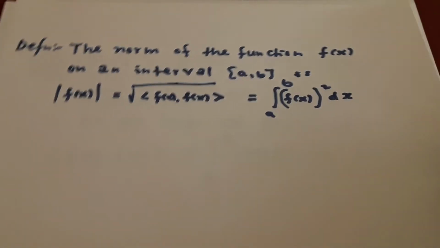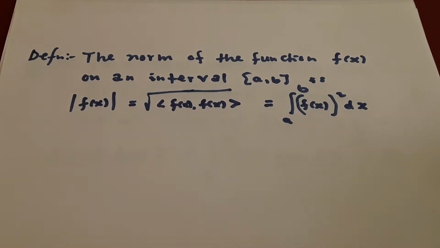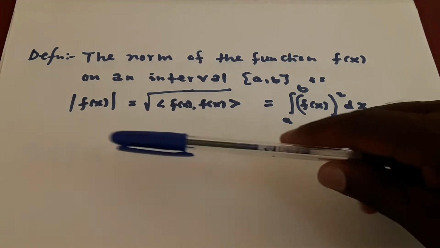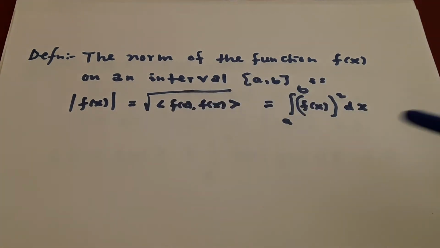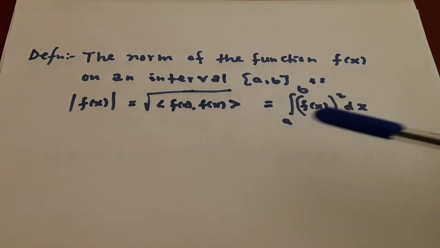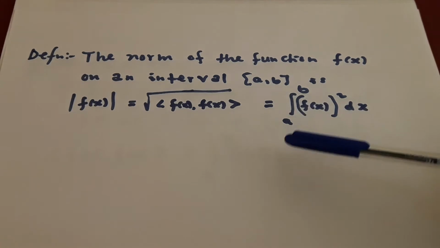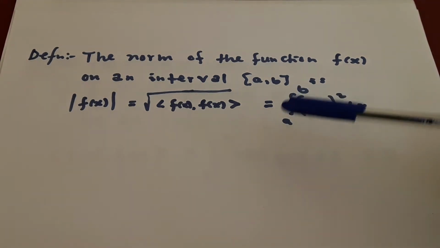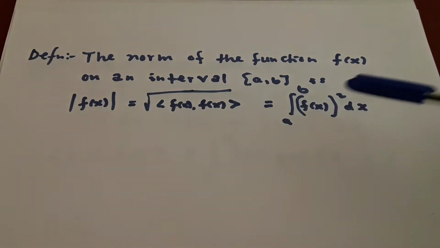When we come to the norm of a function f of x on an interval AB, we define the norm of the function as the square root of the inner product of f with f itself, again defined as the integral of this product, that means squaring, dx. That's the norm of the function, so it's possible to find the norm of any arbitrary function on the given interval AB.